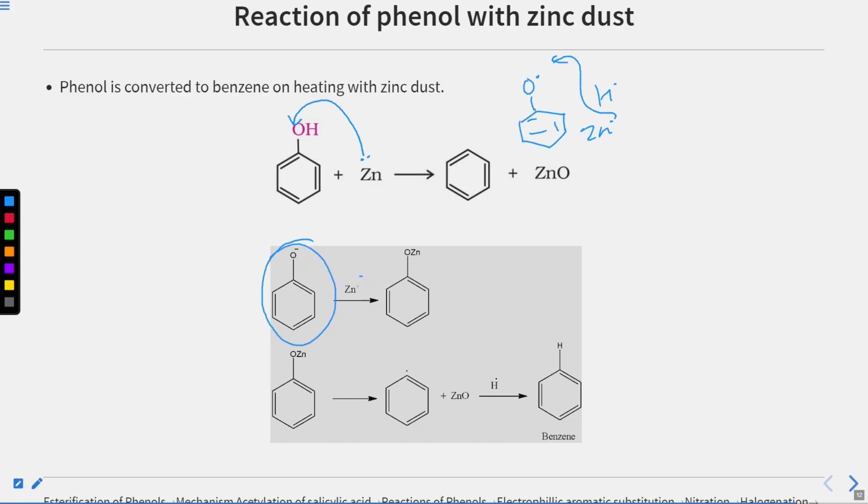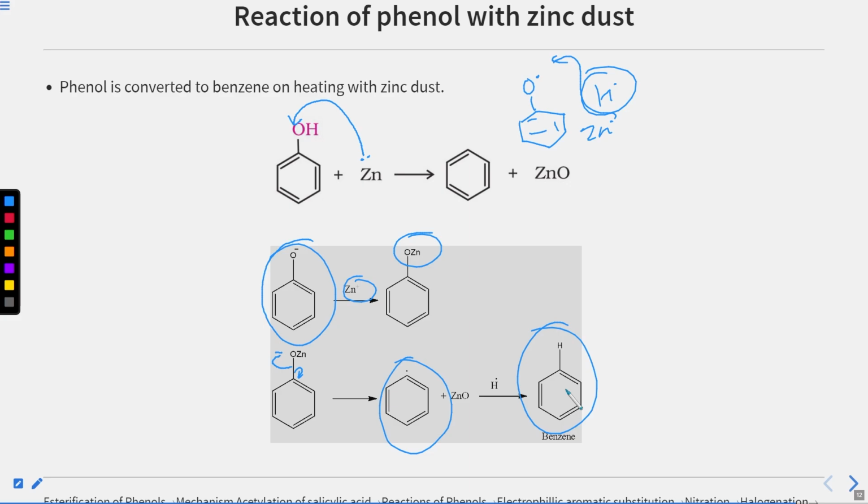Now you have O minus and Zn, so it will form an ionic bond. Clear? Now this ionic bond again gets one electron from Zn, and this bond is cleaved, and it forms a phenyl radical. Now ZnO is produced, since we have the electron on this oxygen, and again one electron will be donated on this, and we will get ZnO. Now this phenyl radical that is formed will react with the H radical that was formed in the early stage, to give your benzene.